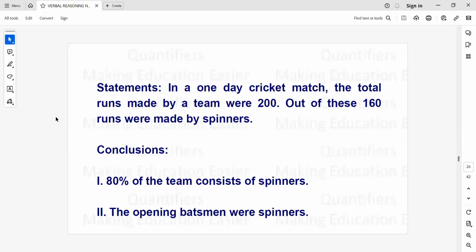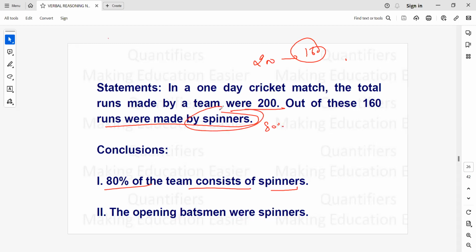It's a very easy question. In a one-day cricket match, the total runs made by a team were 200. Out of this, 160 were made by spinners. Okay, so 200 runs were made and 160 were made by spinners. Now, 80% of the runs were made by the spinners, but where is it written that 80% of the team consists of spinners?